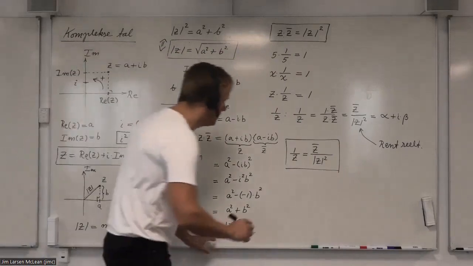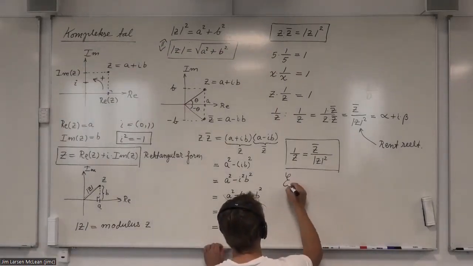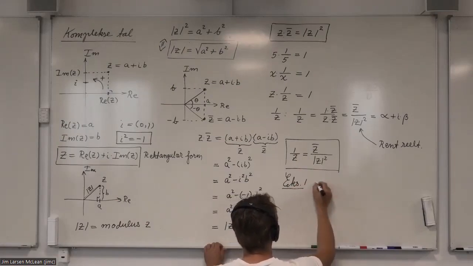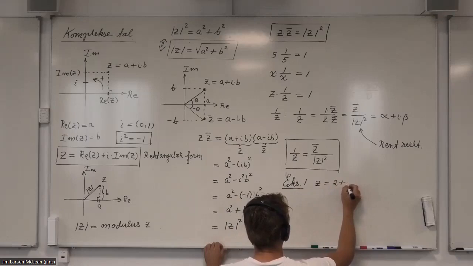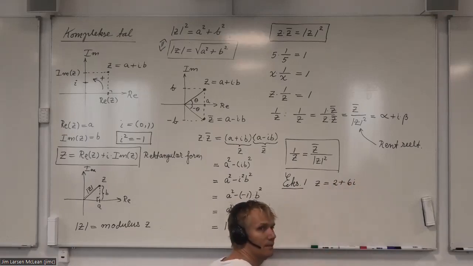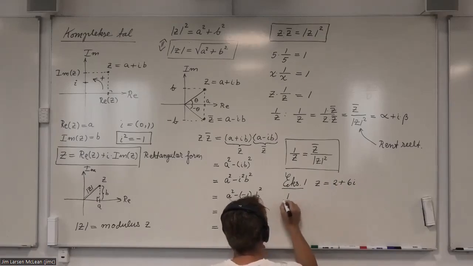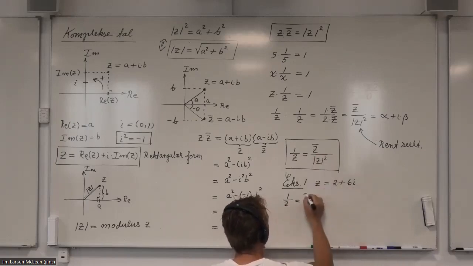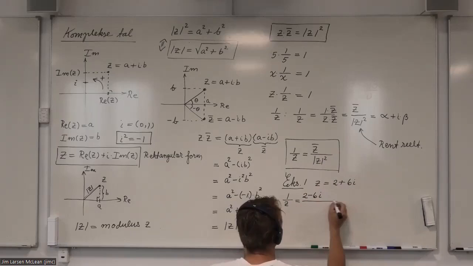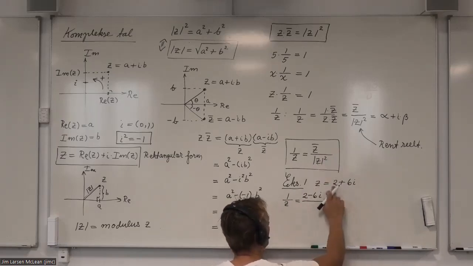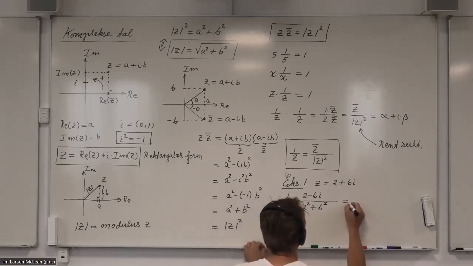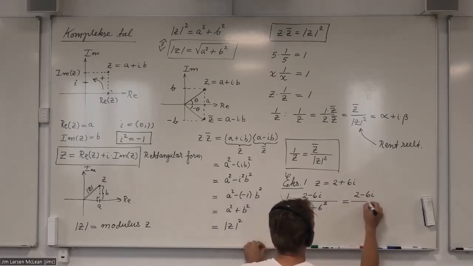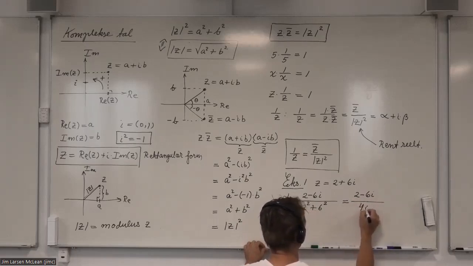And an example could be this. Let's take a complex number z, which is 2 plus 6i, and let's see if we can find its reciprocal. So what's 1 over z? Well, we start with the conjugate of this for the formula, which must be 2 minus 6i. Then we divide by the modulus squared, i.e. I must take this squared plus that squared: 2 squared plus 6 squared. So we can calculate a bit further. Up here it's still 2 minus 6i, and down here it's 4 plus 36, which is 40.